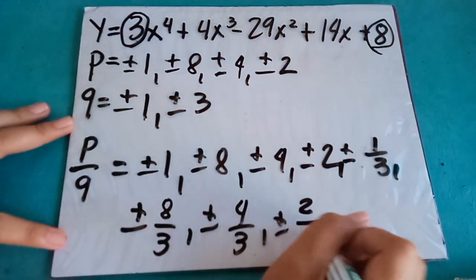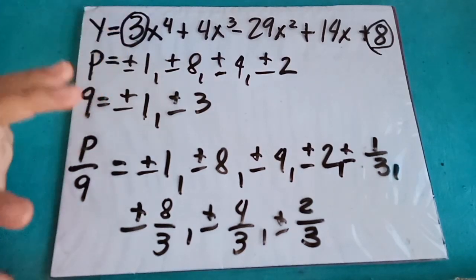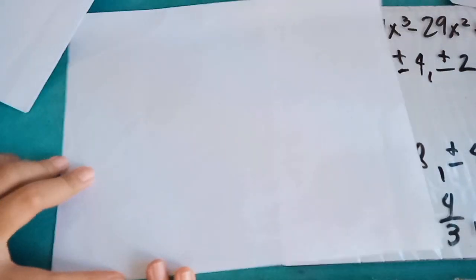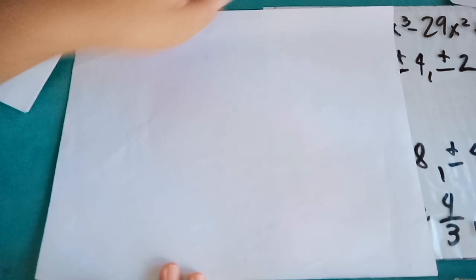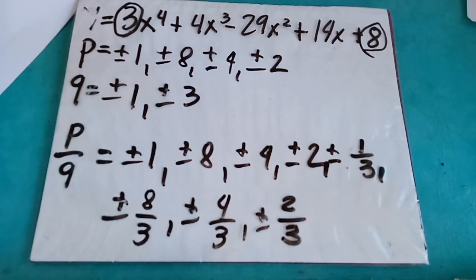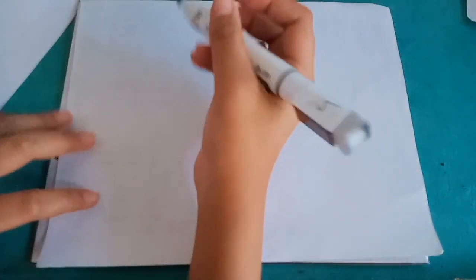And positive negative 2/3. Using synthetic division, we need to get the factors. So we have already here the possible factors: positive and negative 1, positive and negative 8, positive and negative 4, positive and negative 2, positive and negative 1/3, and etc.